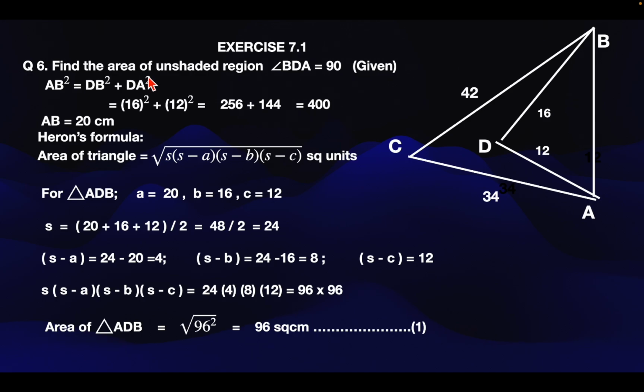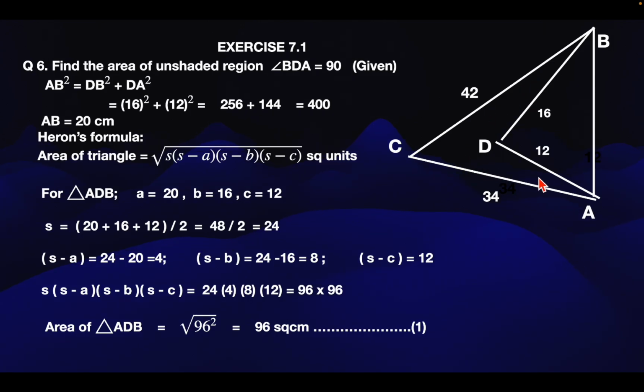Question 6. Find the area of unshaded region. Angle BDA is 90 degrees, given. So here is the figure. These are the values they have given us. This region is actually unshaded here. Can you see the pointer? This region. So they're asking us to find the area of this region.